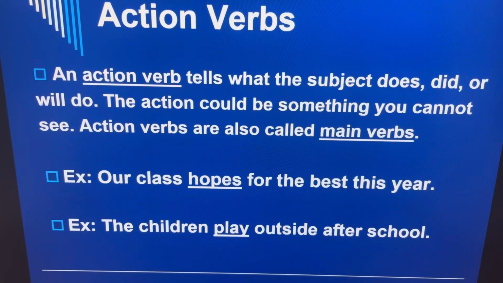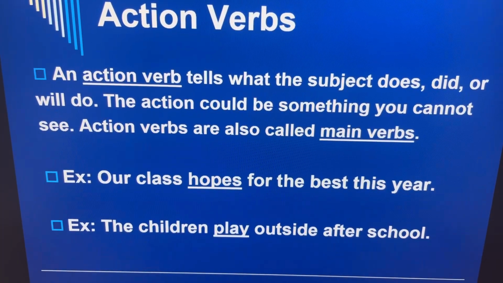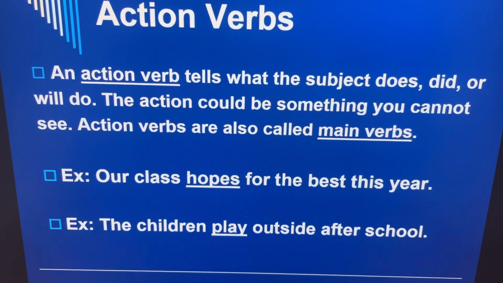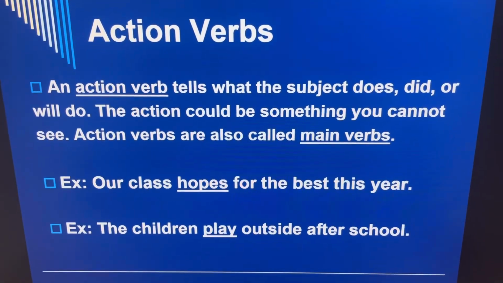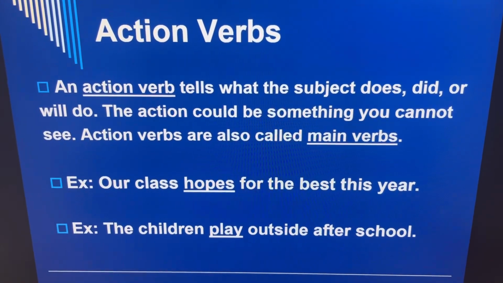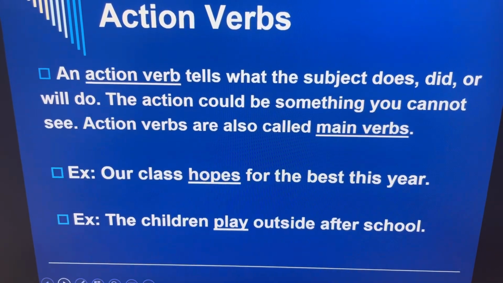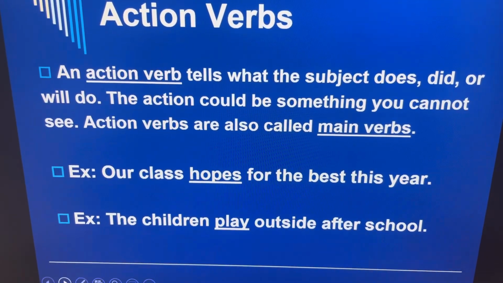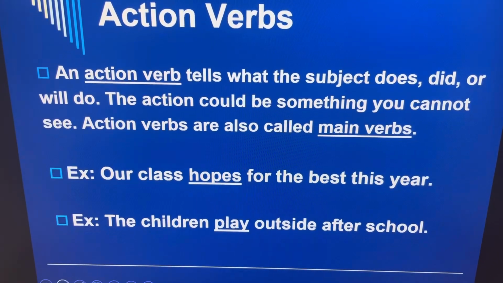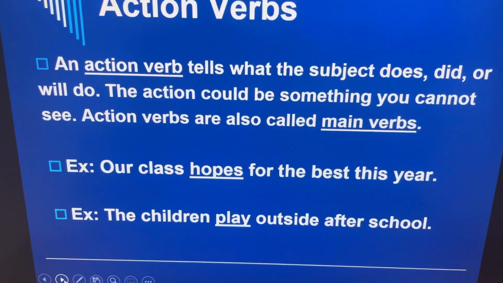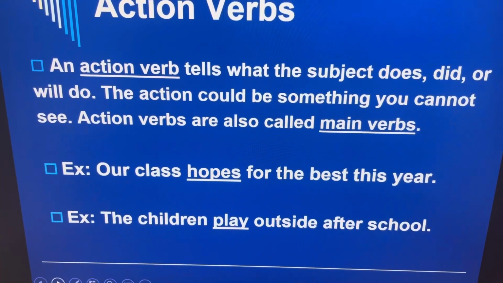Here in the example you can see, our class hopes for the best this year. Hopes. So ये action कैसा है? Hopes वो आपको दिखेगा नहीं. You are not able to see it, but you can feel it. Hopes. उम्मीद कर रहे हैं कि हम इस साल सबसे ज़्यादा अच्छी होगी हमारी क्लास. So here you can only feel it. You cannot see it. So some action verbs of this type are also there.